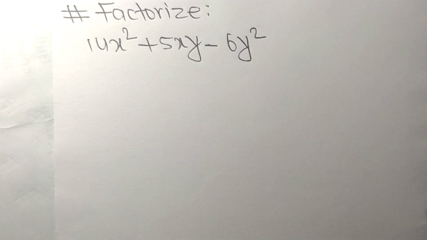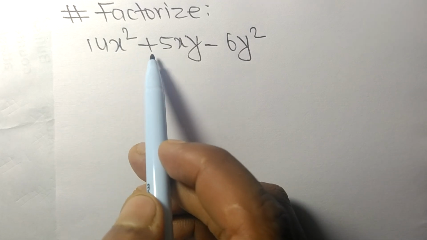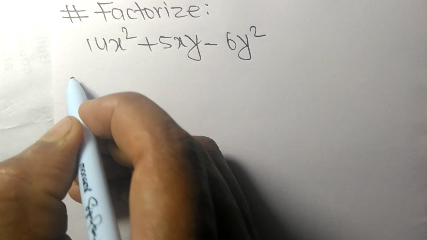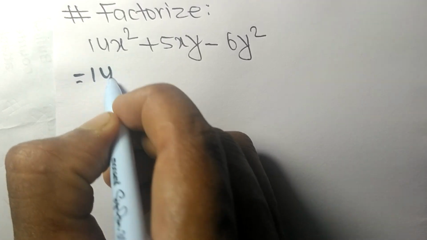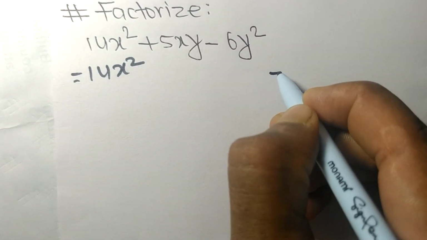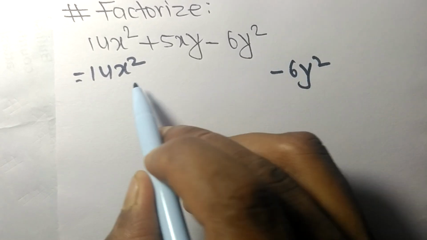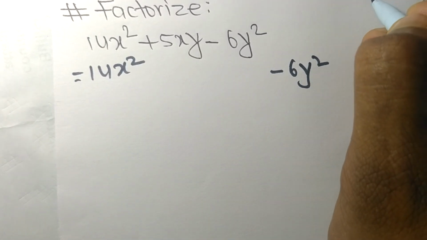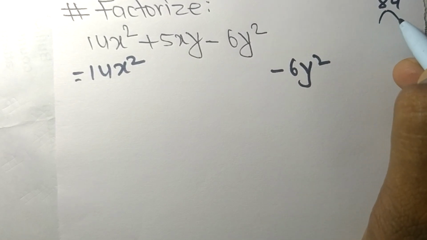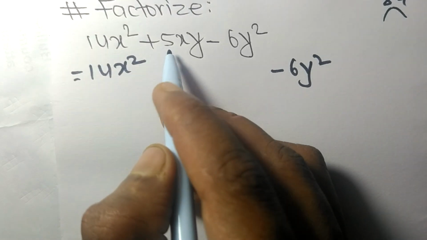So today in this video we shall factorize 14x² + 5xy − 6y². Here the first term is 14x² and the last term is −6y². Multiplying 14 times 6 gives 84, and we divide it into two parts so that by adding them it becomes 5.